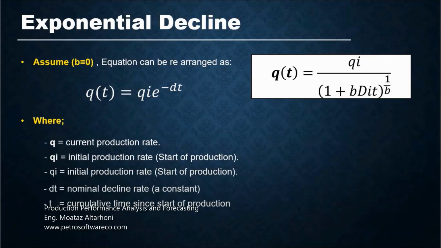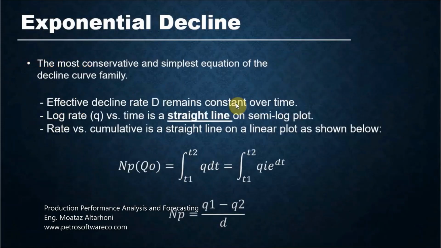Or maybe we can use annual, and here the cumulative time, since we start the production, and we will go to the future. This is the simplest equation for this method, because b is equal to 0, and we have another different term. It's called effective decline rate. That's D, constant over time.